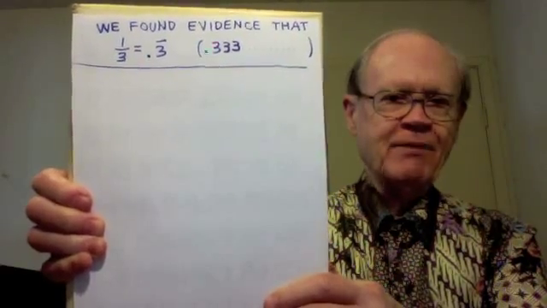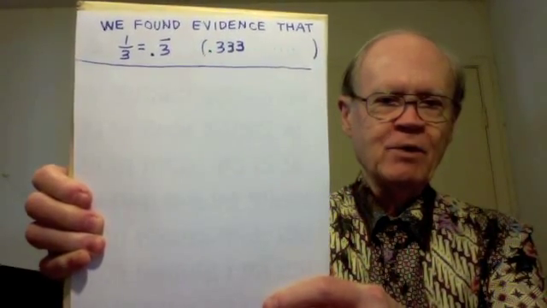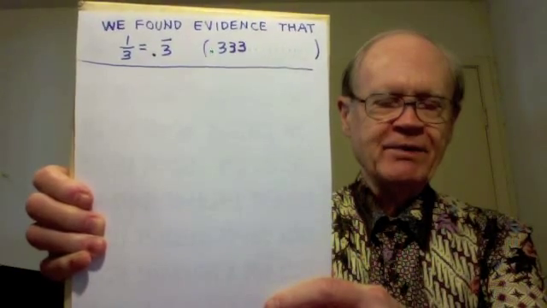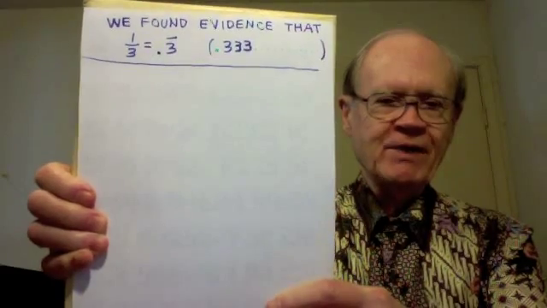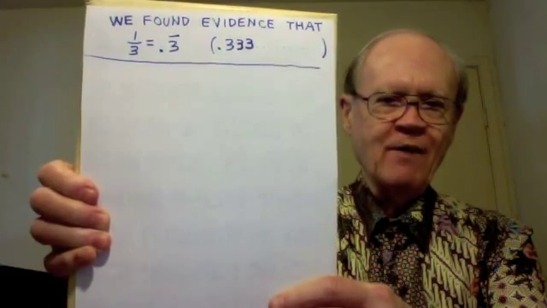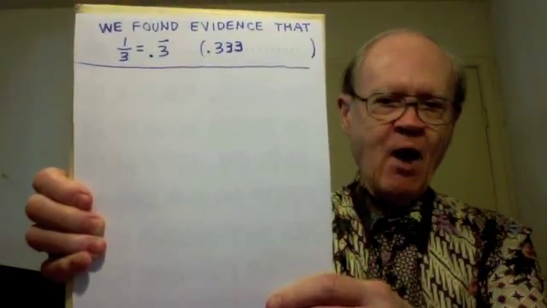In that first part of the tutoring session, we found evidence that 1/3 equals decimal point 3 with a line over it, and that means decimal point with a string of 3's after it that go on forever. So we found evidence for that, and now we're going to see if it's really true. The way to do it is to change 1/3 to a decimal.